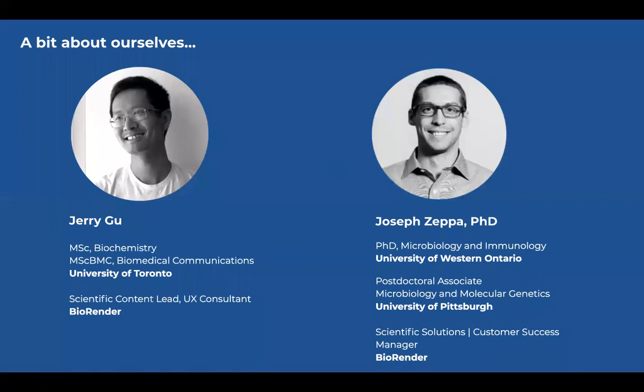So a little bit about myself. I'm Joseph Zeppa. I did my PhD in microbiology and immunology at the University of Western Ontario in London, Ontario, Canada. In 2017, I then took my research skills to the University of Pittsburgh, where I did a 3-year postdoctoral associateship under Joanne Flynn, studying tuberculosis in a non-human primate model of infection. So I have quite a bit of academic research background. And just a few months ago, I joined BioRender as a science solutions consultant, as well as a customer success manager. So I'm really looking forward to running the webinar with everybody here today.